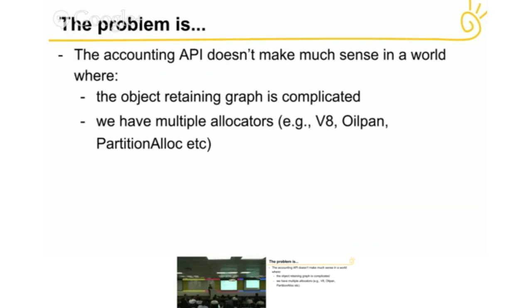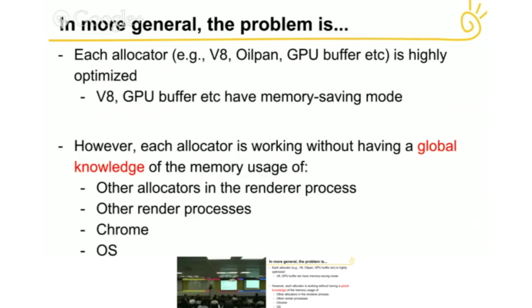And we have multiple allocators: V8, Oilpan, PartitionAlloc, and so on. More generally, the problem is that each allocator is highly optimized. For example, V8 and GPU buffers already have a memory saving mode. However, each allocator is working without having global knowledge of the memory usage of other allocators in the renderer process, or other renderer processes, or Chrome, or the OS. So this is the problem.